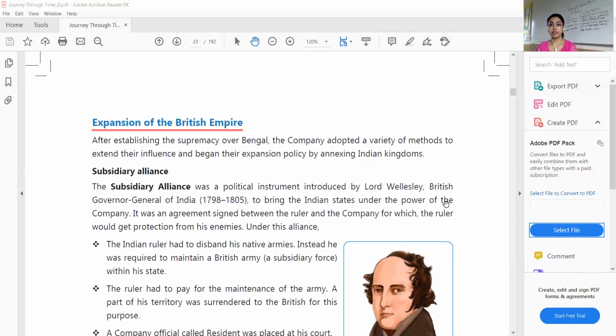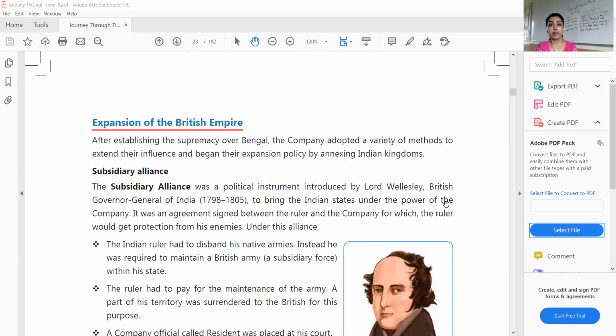And what happened after signing this subsidiary alliance? It was said that if the ruler signed this subsidiary alliance, the ruler would get protection from his enemies. All right, the British, or the East India Company, would provide protection to the particular ruler if there was an attack from his enemy.